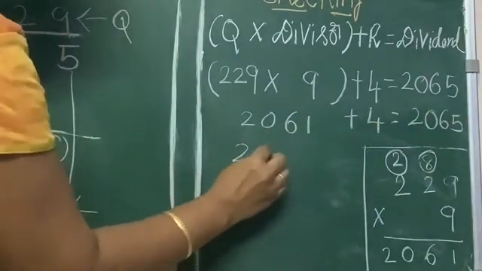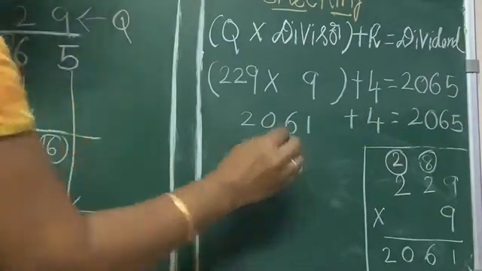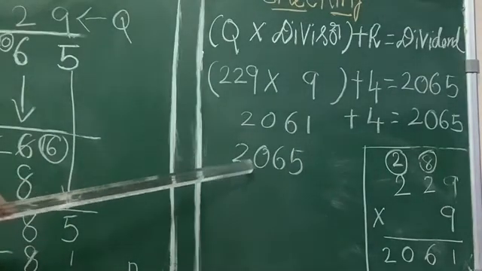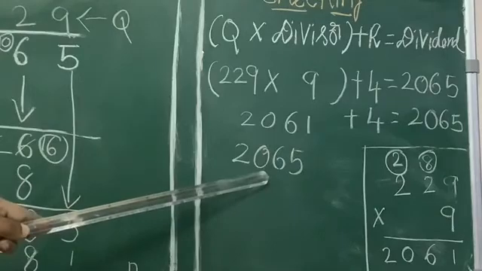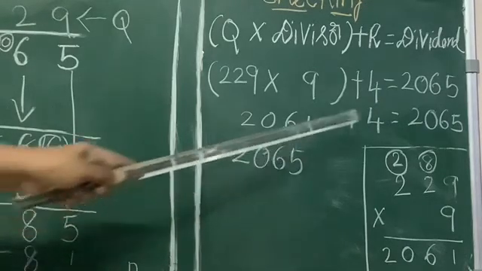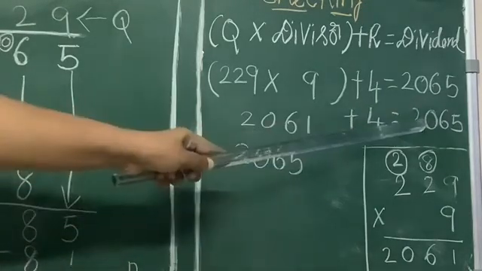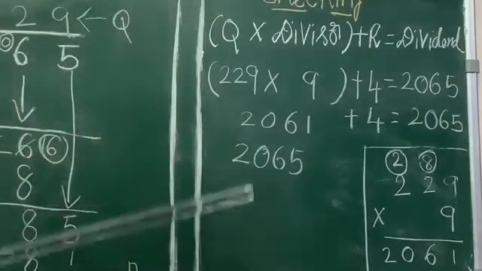You will get 2065. Did you get the dividend? That is 2065 is equal to 2065. So on both the sides you got the same answer. That means your division is correct.